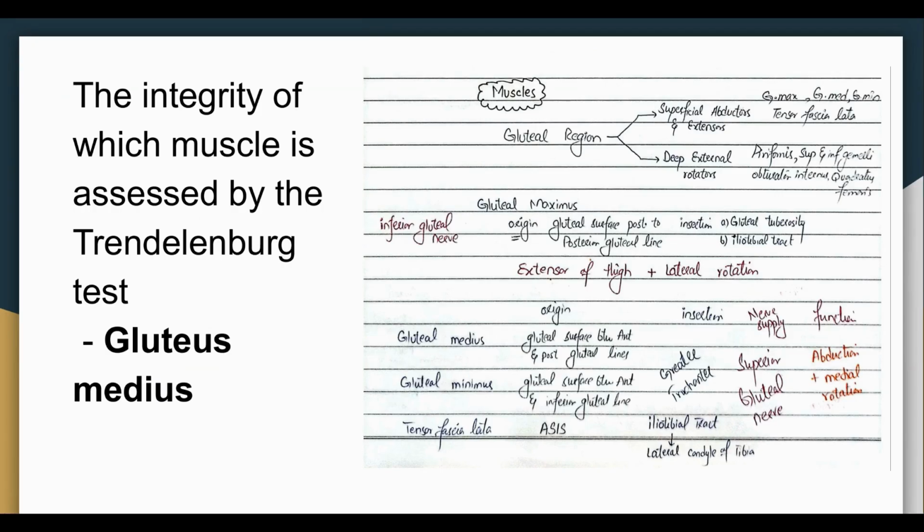The integrity of which muscle is assessed by the Trendelenburg test? That would be the gluteus medius muscle, and the nerve that is affected is the superior gluteal nerve. So this concept is very important. We have had a discussion about this before, and this is just an overview of this concept.